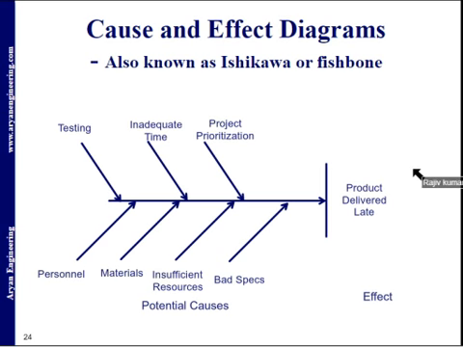So here you can see the effect, that is the product delivered late, and what are the potential causes. It may be the testing, maybe there are some causes in the testing, some inadequate time, project prioritization, personnel, materials, insufficient resources, and there may be bad specifications. So these are the potential causes, and the effect is the product delivered late. And based on that, you will find that this method is particularly useful when you are trying to solve complicated problems.